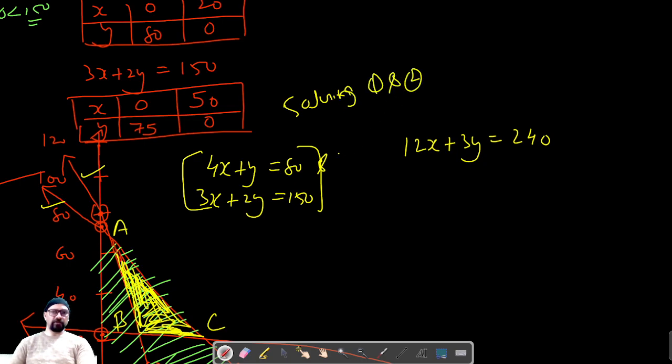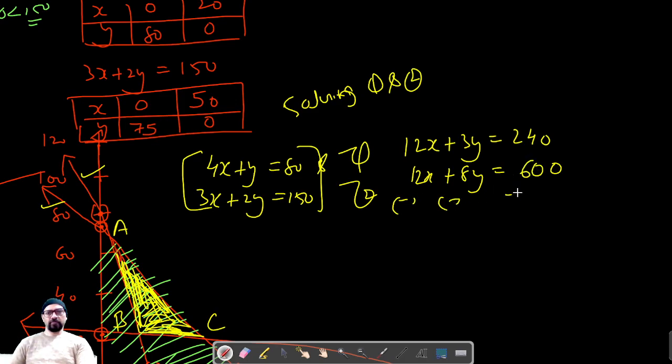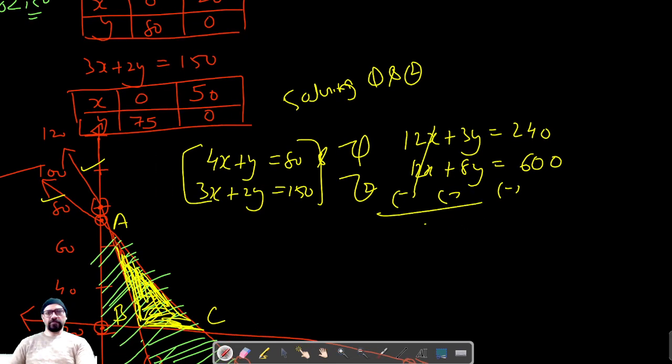Solving 1 and 2. Let's say this is 1 and this is 2. I'm going to use the elimination method. So this is 12x plus 3y is equal to 240, and this is 12x plus 8y is equal to 0. 4 5s are 20 and 60. If I subtract them, this is negative 5y is equal to 0.